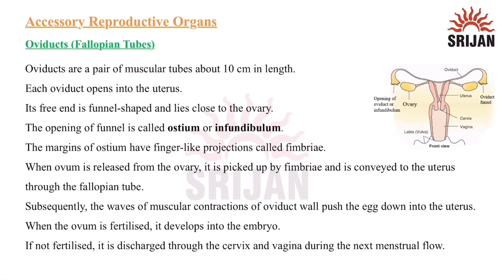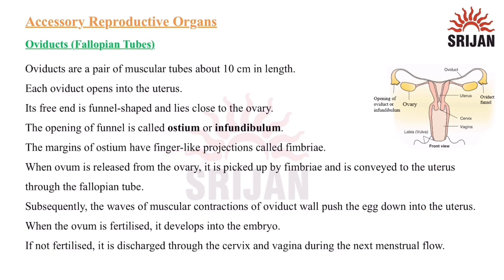Now, the accessory reproductive organs. First of all, the oviducts, which are nothing but the fallopian tubes. As you can see over here, this is an oviduct. Each oviduct opens into the uterus, which is this portion. Its free end is funnel-shaped, as you can see over here as well, and lies close to the ovary. The opening of the funnel is called the ostium. If you have learned about the animal kingdom, ostia were present in Porifera as small canal-like openings. So here as well, these are present, or the infundibulum. The margins of the ostium have finger-like projections called fimbriae, like this.